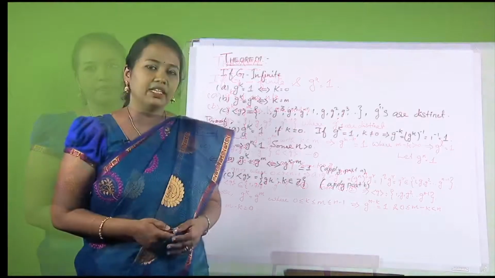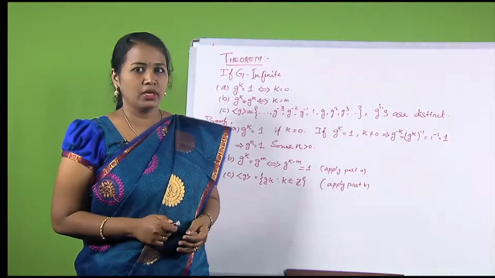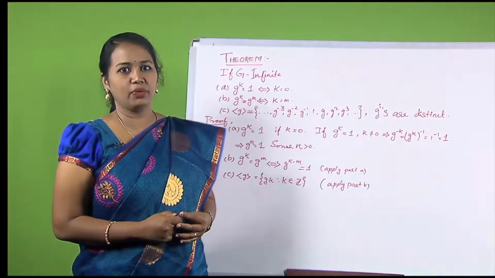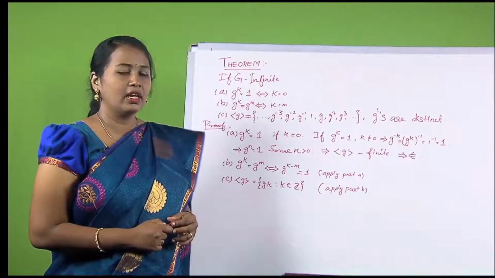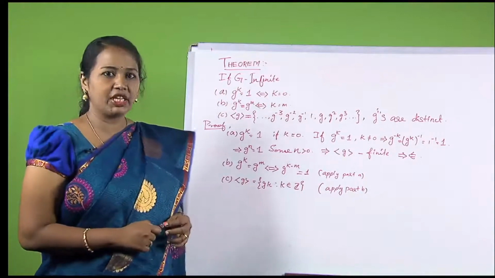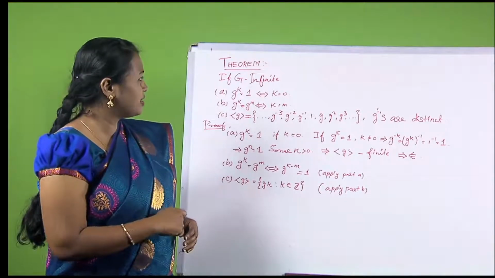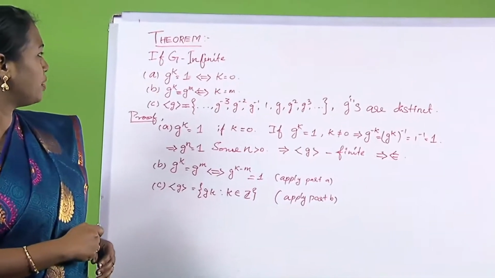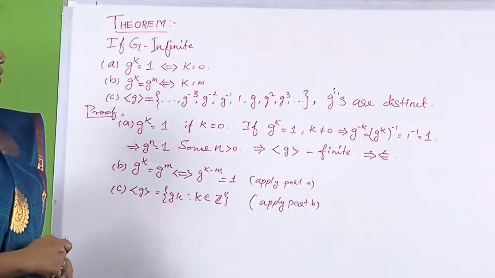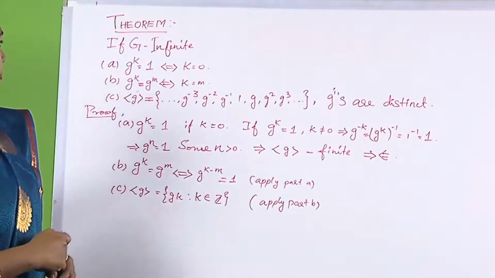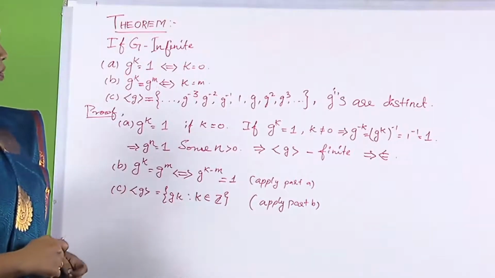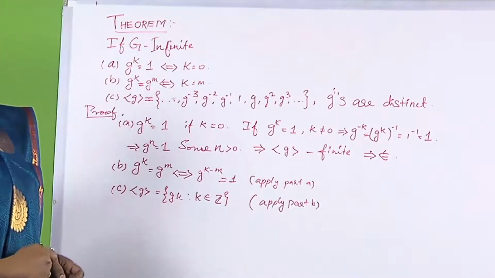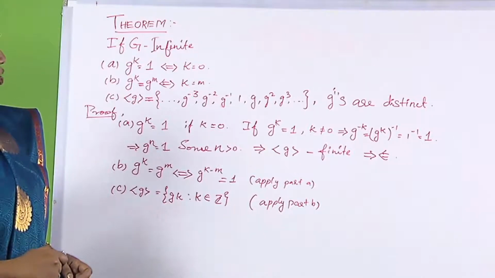C. Next, we shall see case 2, in which we will be discussing the cyclic subgroup generated by g when it is infinite. And therefore, the group generated by g is infinite, and these are the three properties here. So, property A, g power k is equal to 1 if and only if k is equal to 0, and property B, g power k is equal to g power m if and only if k is equal to m. Then C, the group generated by g is equal to {..., g power minus 3, g power minus 2, g power minus 1, ...}.